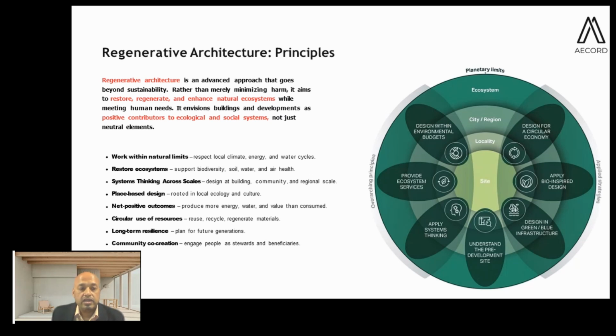Then systems thinking across scale. We also need to think of systems, whether water systems or energy systems. Are we really enhancing the energy and water systems to load so many buildings and so much population in a particular place? It's a parallel thing today. Why do we have STPs at community level or area level?